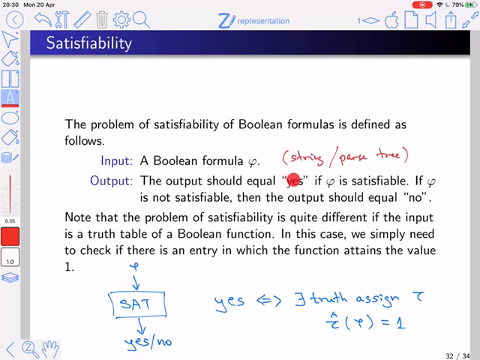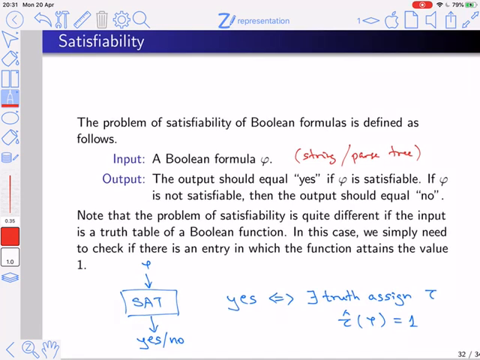And the output should be either yes or no. Okay, so the problem of determining the satisfiability of a Boolean formula is depicted as follows. We want to design some algorithm. It accepts as input a description of the formula, and it outputs yes or no.